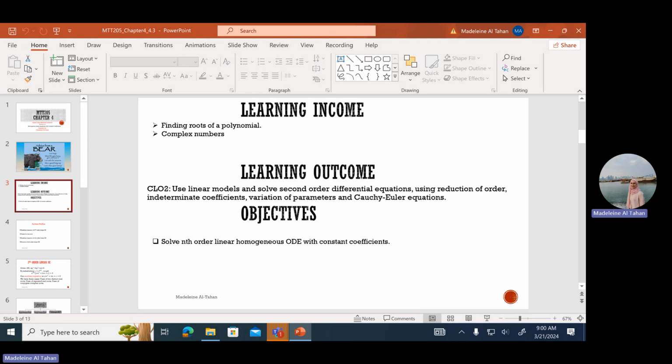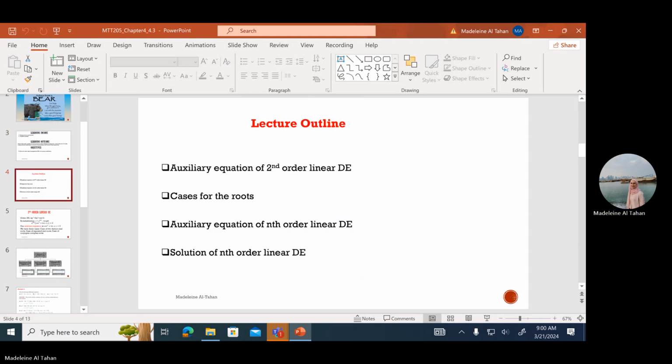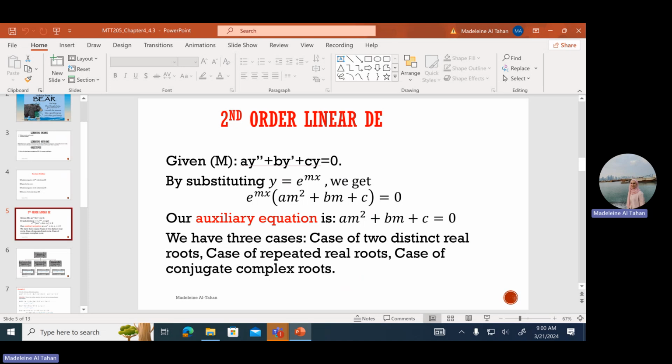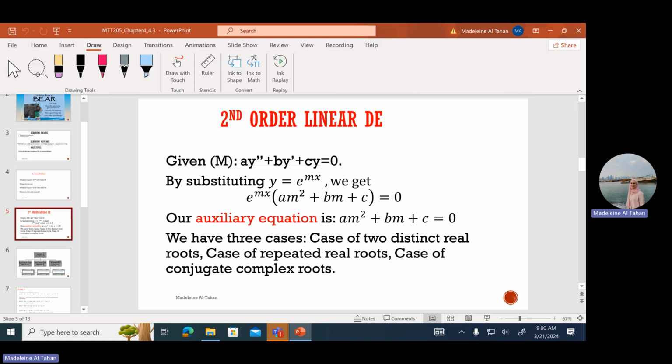In order to understand this, all we need is to know how to find roots of a polynomial and how to deal with complex numbers. We'll start first with the auxiliary equation of a second order linear differential equation. Again, our aim is with which differential equation? Second order with constant coefficients.